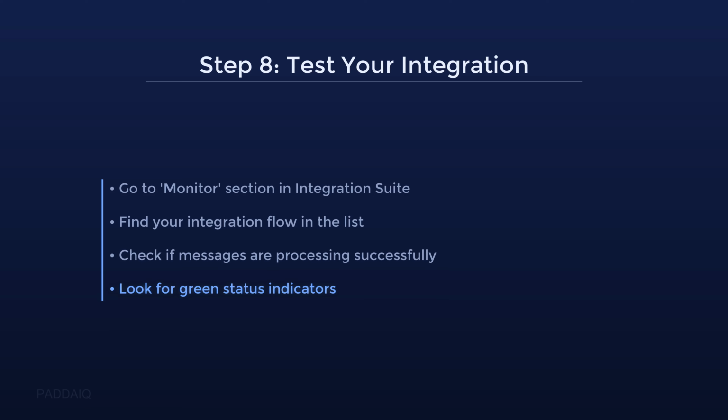Look for green status indicators. This means checking that all integration components are active and healthy. For example, after deploying a cloud integration flow, verify the started status turns green before assuming messages will process. Consistently confirming these visual cues ensures your integrations are running reliably.